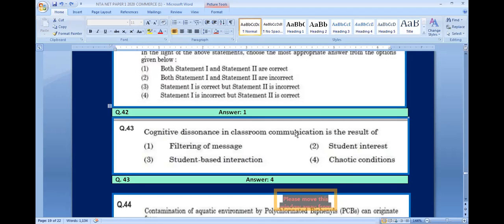Cognitive dissonance in classroom communication. Cognitive dissonance is difficulty in understanding the situation. It is the result of chaotic conditions, often changing conditions, with things happening randomly. So you will not have a proper understanding of that. That is chaotic conditions.